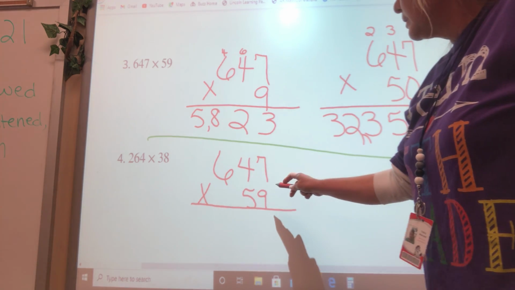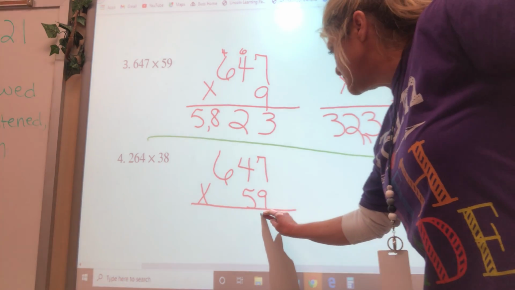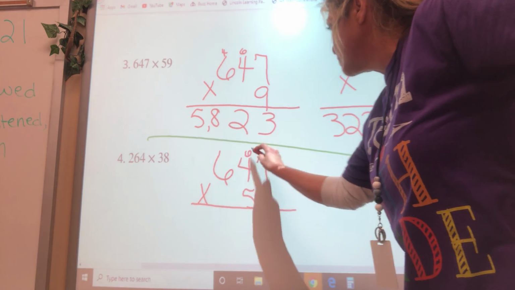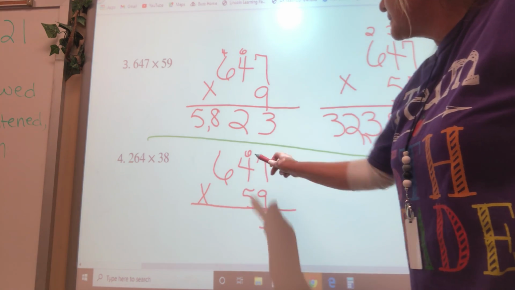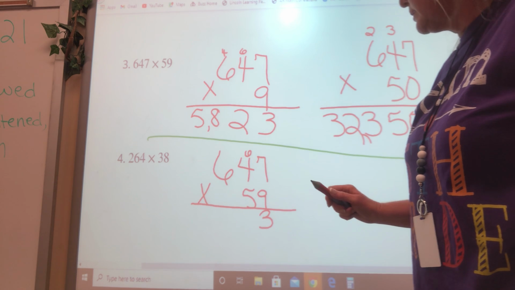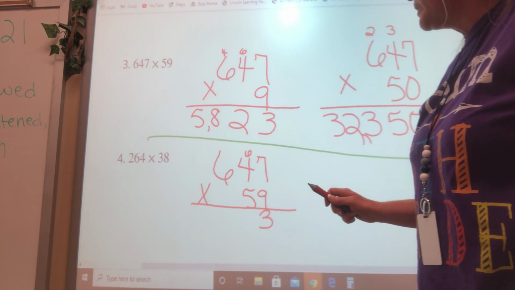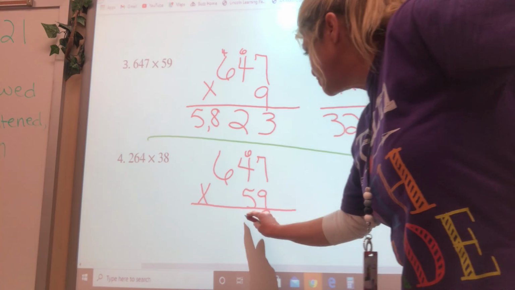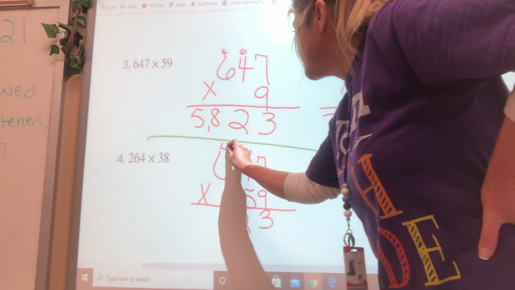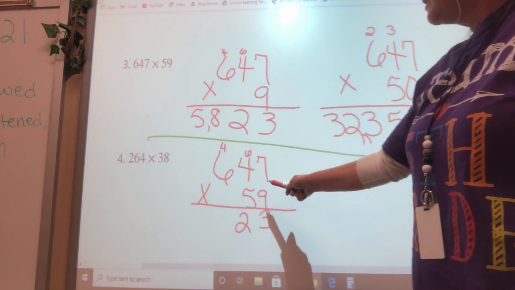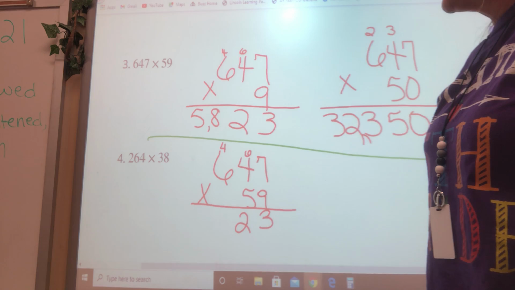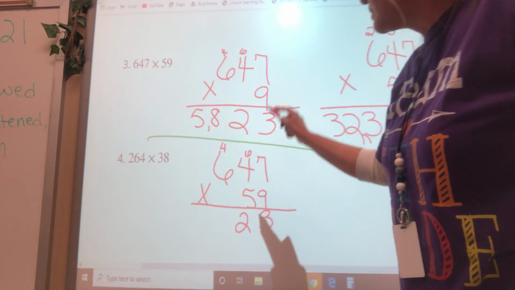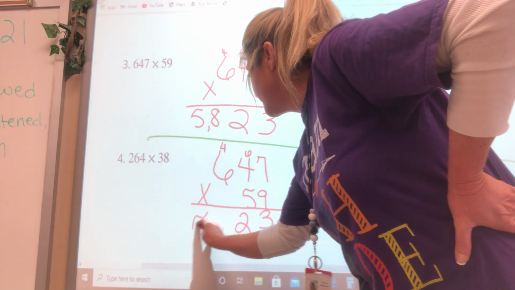Now, 9 times 7 we know is 63. So we carry our 6. 9 times 4 is 36, plus the 6 that we carried is 42. We carry our 4. 9 times 6 is 54, plus the 4 that we carried is 58.